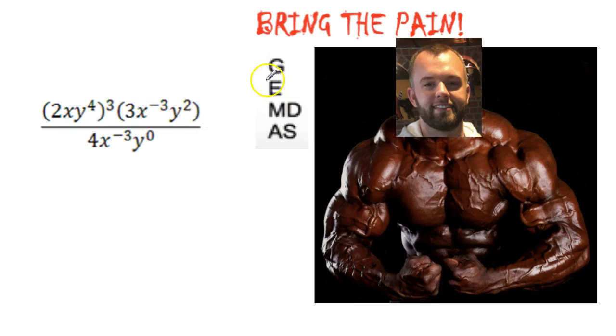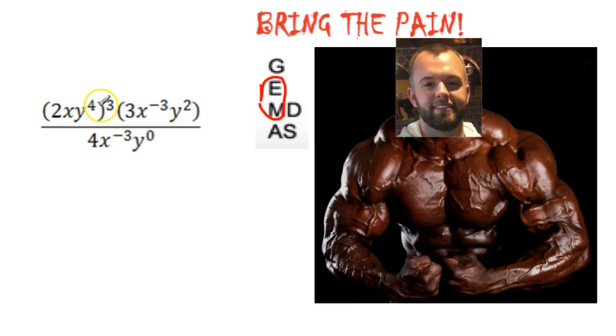Do I have any grouping symbols? Yes, I do. Can I simplify anything inside there? No. What about exponents? I have an exponent everywhere, but this one is outside the grouping symbols. So let me do the exponents first. You see a lot of these negative ones. Let's wait until the end to do the negative exponents.